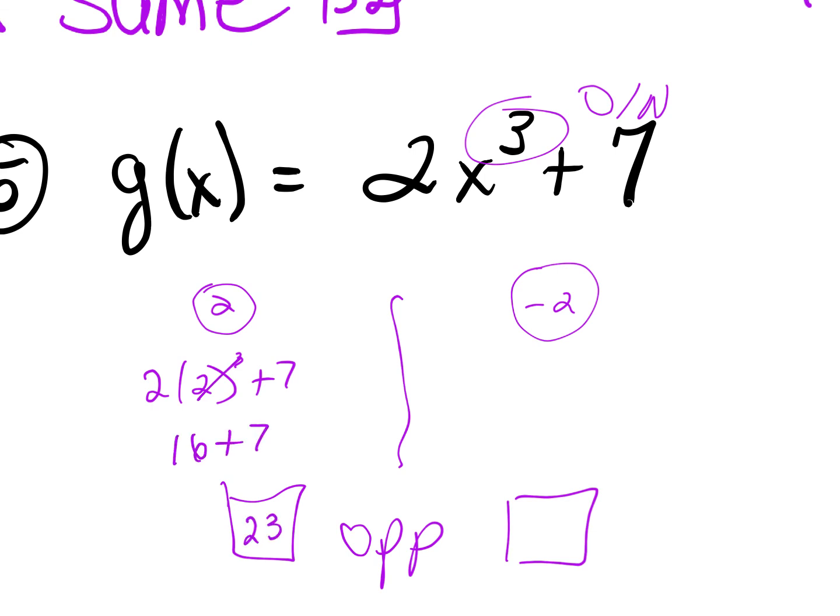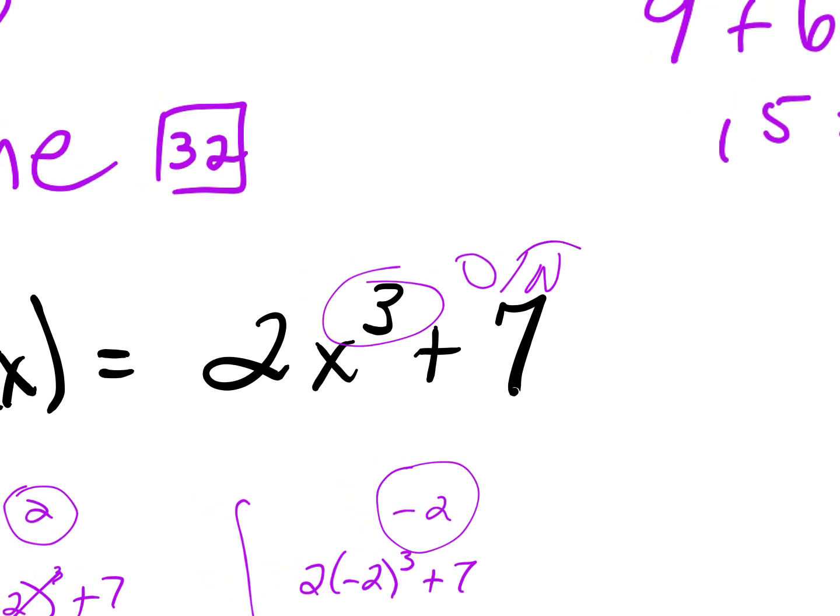23. Now we're going to do it with negative 2. What's negative 2 cubed? Negative 8. Negative 8 times 2 is negative 16. Plus 7 is negative 9. Are those two things opposite? No. So my answer is neither. Now, real quick, let me just show you.